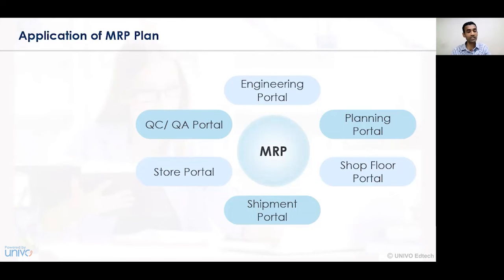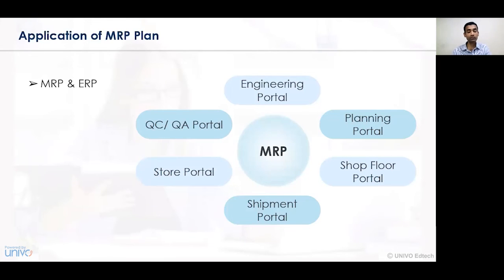Now let's understand the various applications of the MRP plan. The MRP plan can be applied for various departments or concerns, that is QC and QA, quality control and quality assurance portal. So for any department or stores organization wherein we have the concept of MRP and QC and QA, the lean MRP can be applied.